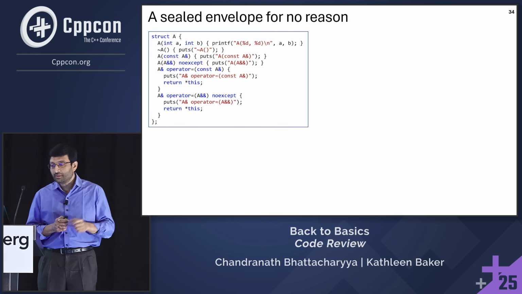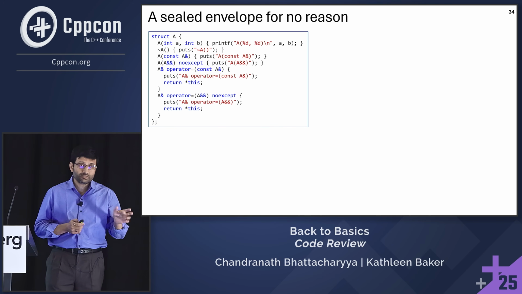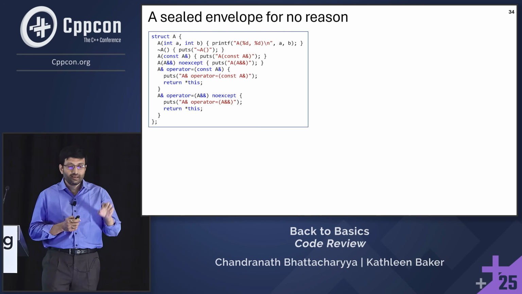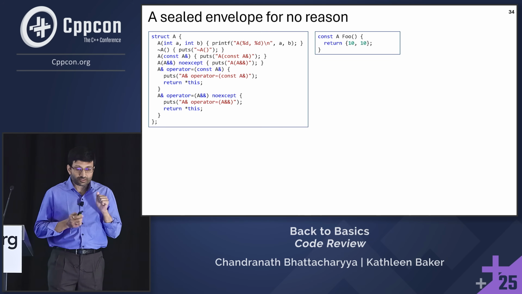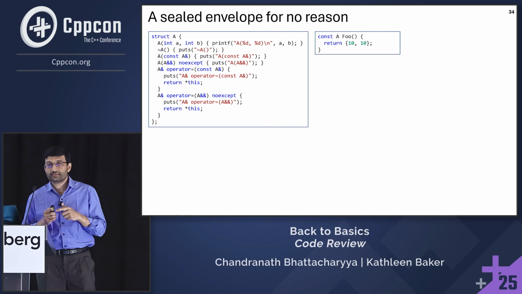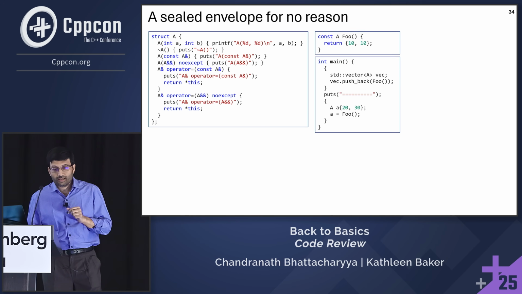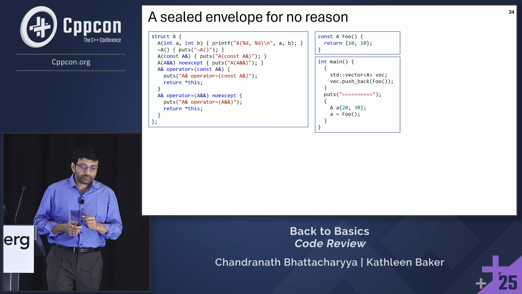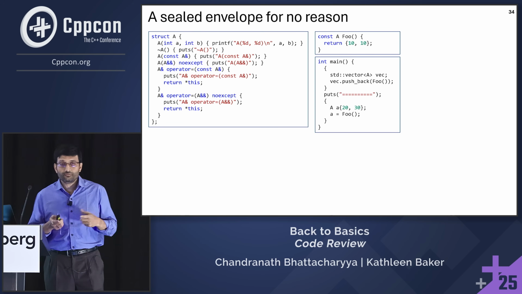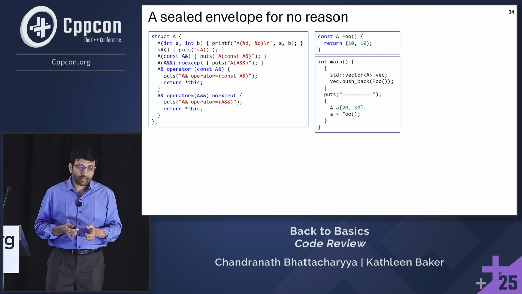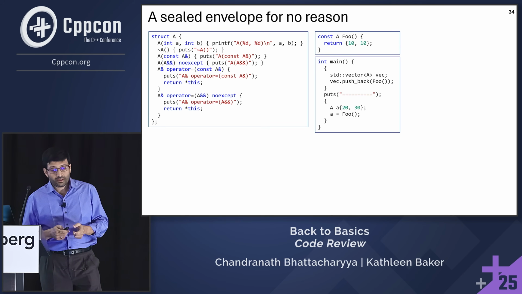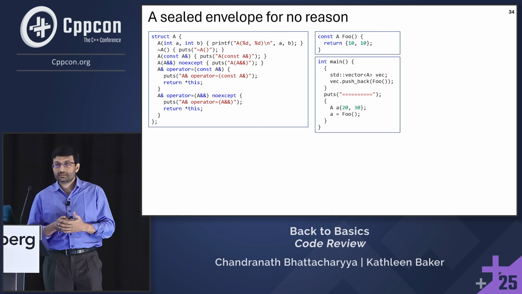Moving on, next example: a sealed envelope with no reason. For this, we just brought back our struct A and updated the constructor to have two integers. Then we have this code, foo, which returns a const A. Here's the code using foo. We have a vector, and we're pushing back foo into the vector, and then creating an object of type A and assigning foo to that A. As you can see, the foo being returned is a temporary.